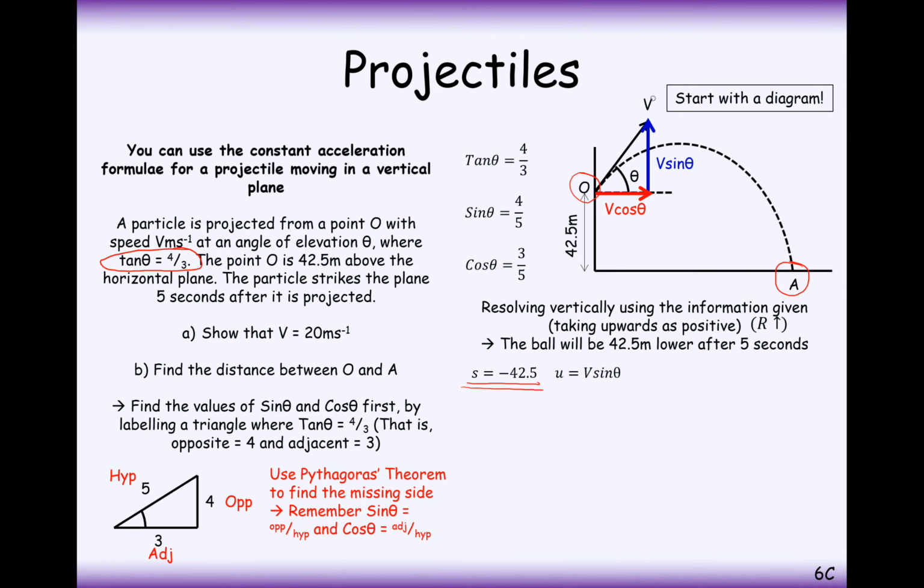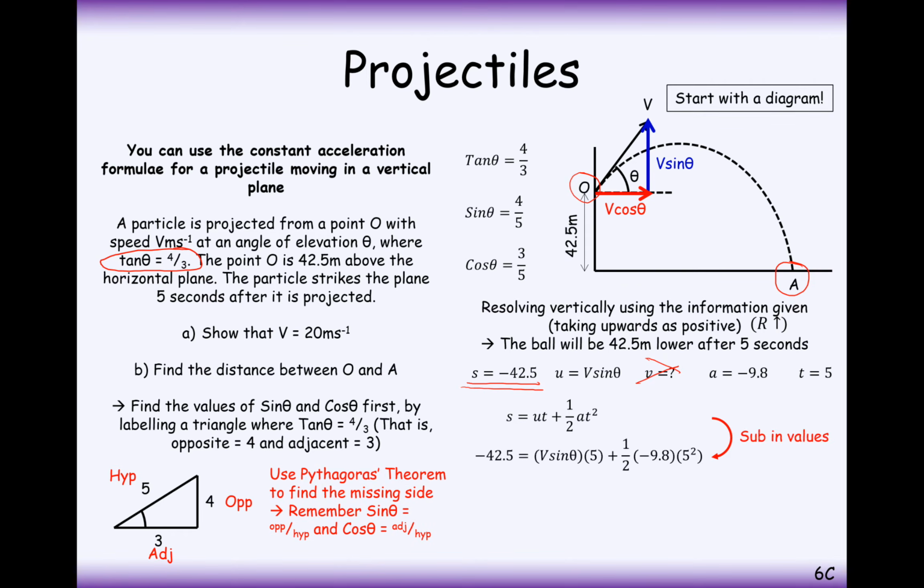Initial speed is going to be upwardly v sine theta. Final speed we're not really interested in. Acceleration as well is also going to be downwards, minus 9.8. And we know that it's going to strike the ground 5 seconds later. So all that's left for us to do now is to ignore v and find an equation that links these four variables together. So s equals ut plus half at squared.